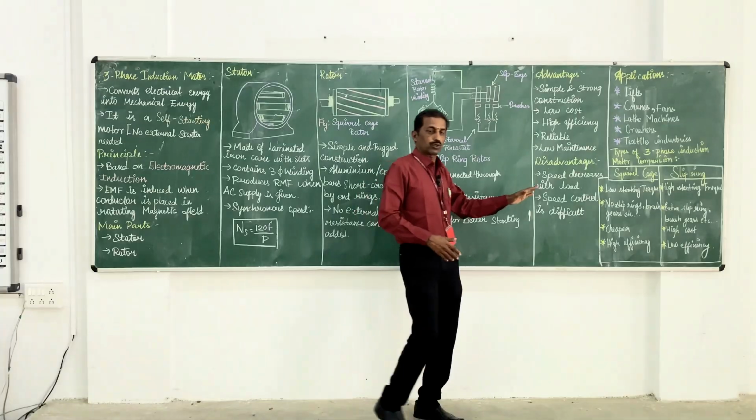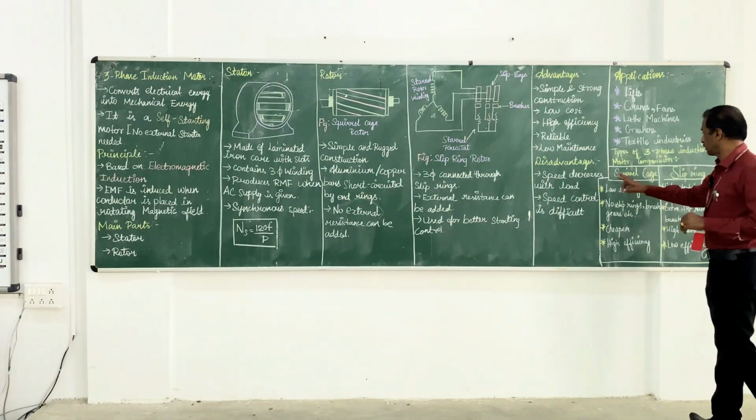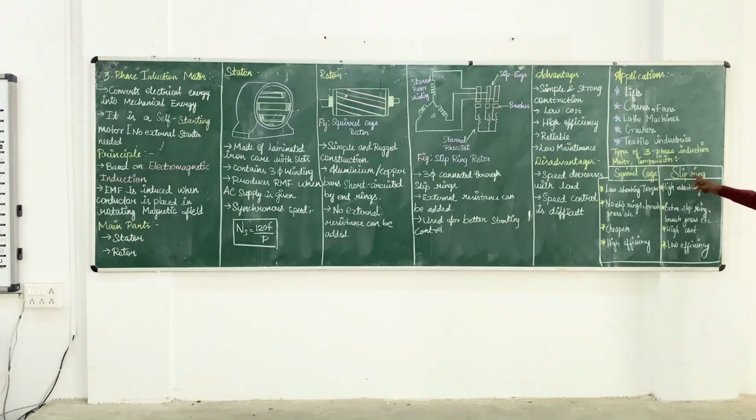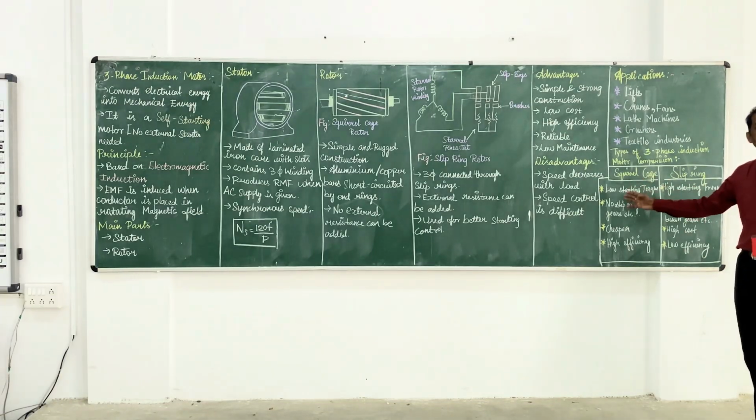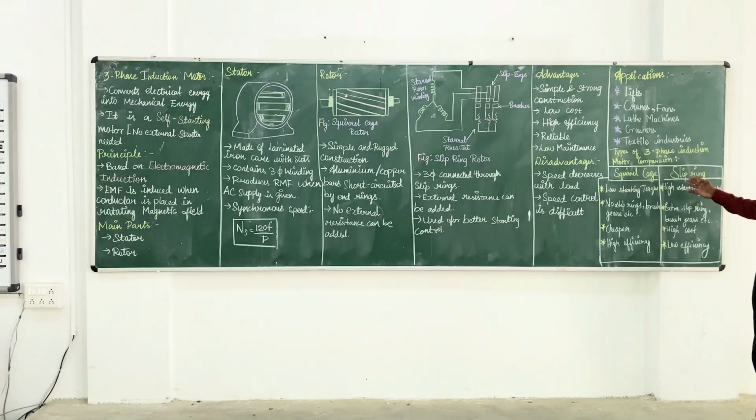Now I am going to compare the two types of rotors: this is the squirrel cage rotor, and this is the slip ring rotor. This one has low starting torque, and this one has high starting torque compared to the squirrel cage. No slip rings or brushes are provided for the squirrel cage induction motor, but they are provided for the slip ring induction motor. The squirrel cage induction motor has simple construction and is the cheapest, very low cost compared to the slip ring induction motor, which may have high efficiency and also higher cost.